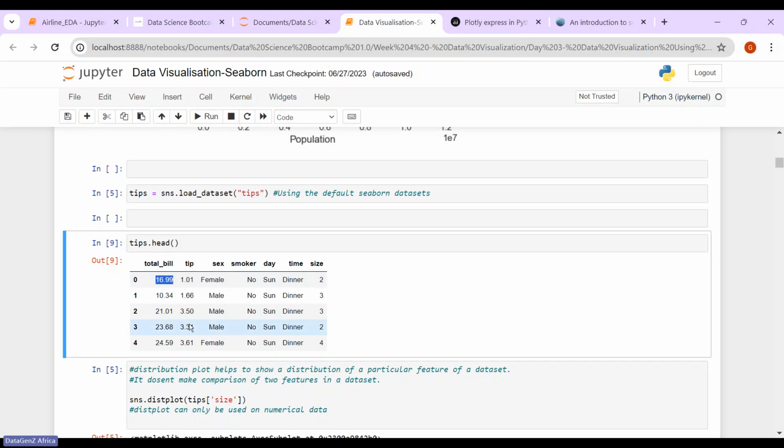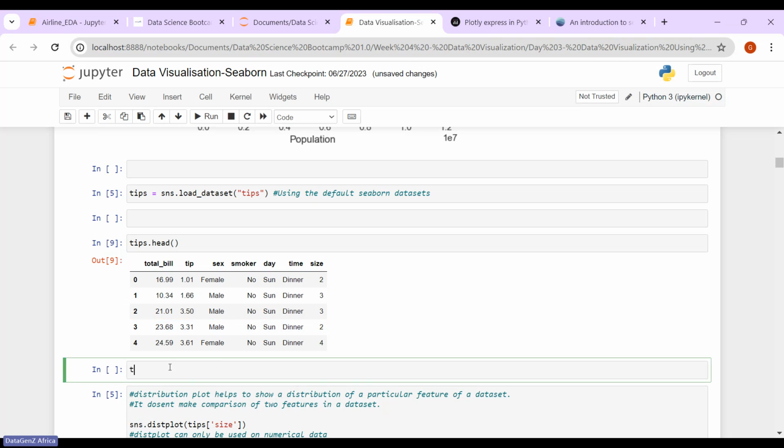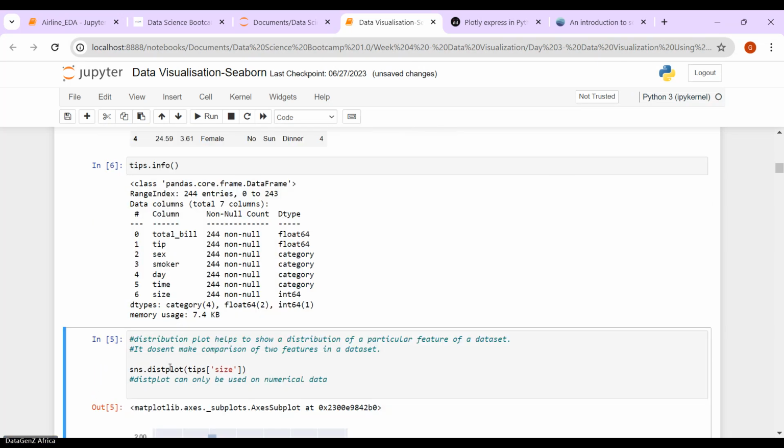So this is just a dummy data set that can teach you a bit about visualization using Seaborn or any other package. You can use it with any other data, with any other visualization package, but this is just a sample. If you have this kind of data set, let me check the information about it. Okay, we have 244 entries, and then we have 7 columns.